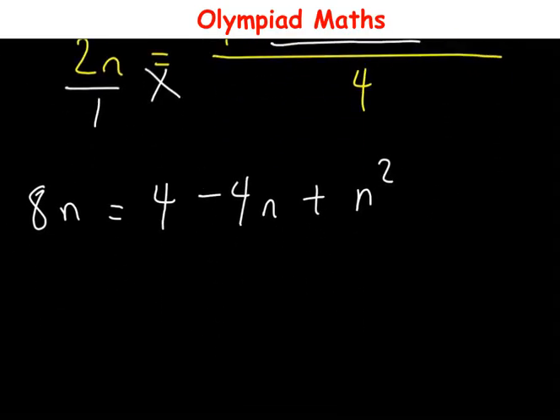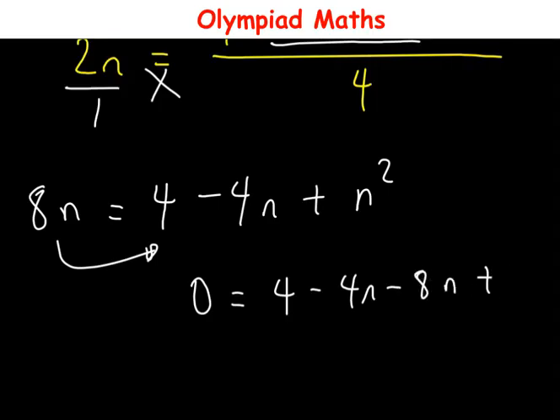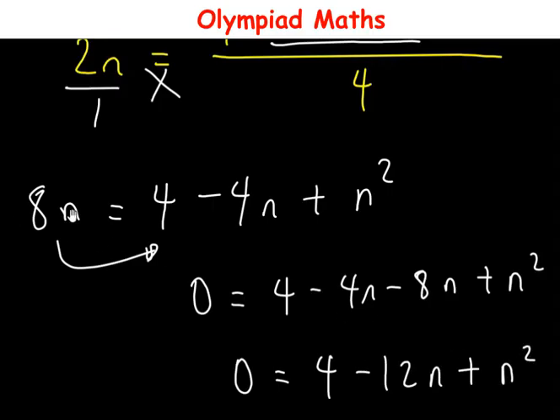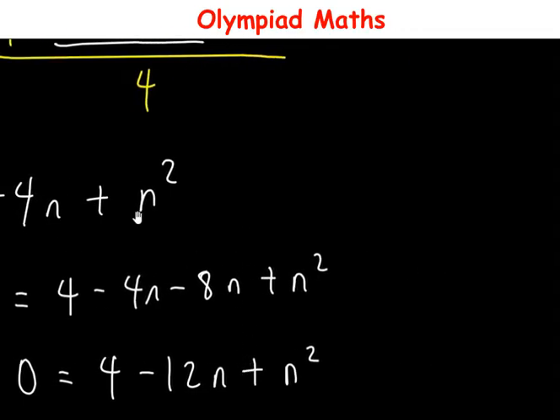So move 8n over to this side, here becomes 0 is equal to 4 minus 4n, then 8n comes over, it becomes minus 8n plus n squared, such that 0 is equal to 4 minus, now minus 4n minus 8n is minus 12n plus n squared. So from here, if we are to rearrange this equation, what we have is that we have n squared minus 12n plus 4 is equal to 0.